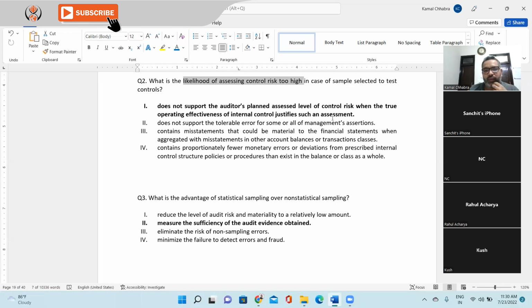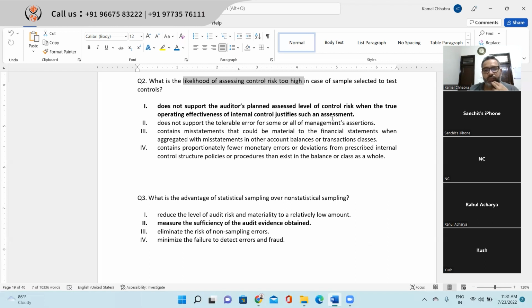Which one looks like not relevant for this question? First, let's throw them out. Out of these four, which one you feel is not relevant for this question? The second one, sir. Why? Because it is talking about the tolerable error for some of the management assertions. So it's talking about value, not the attribute, right? Right. So when we are testing the control, we are testing attribute, not the value. So the second one is ruled out.